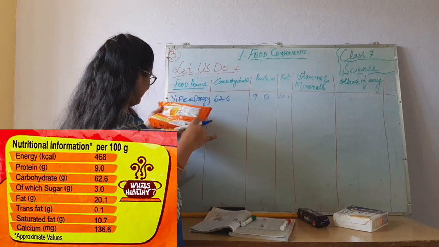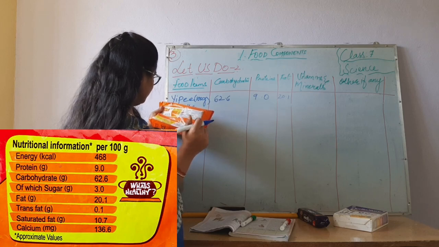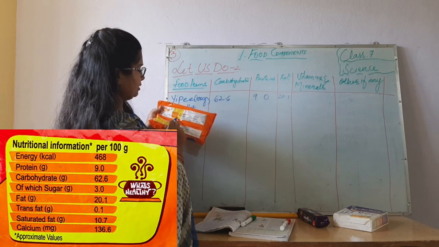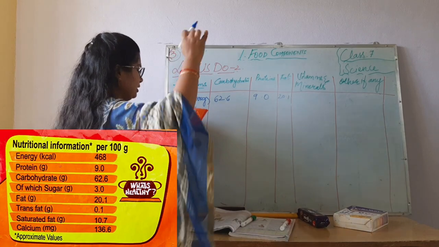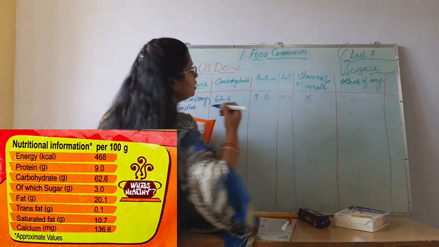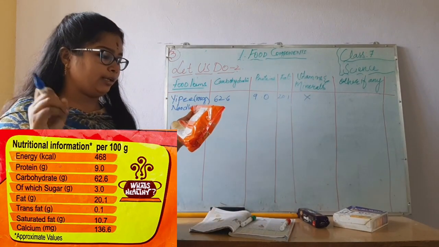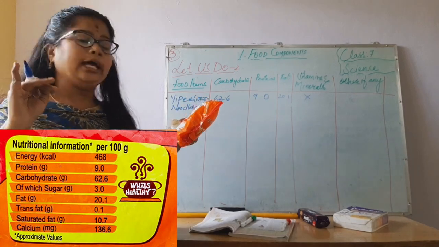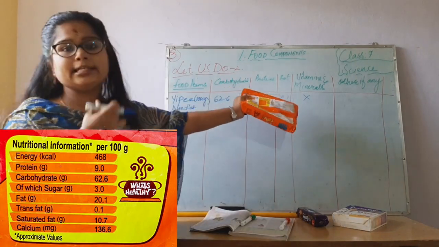And next, what is there? Are vitamins and minerals there? No vitamins and minerals are given here. Energy, protein, carbohydrates, of which sugar, fat, trans fat, saturated fat. These all come under fats, but minerals they did not give. Others, energy in kilocalories they have given, and trans fat, saturated fat, and how much sugar they have added in grams. If anything other than these is there, you are supposed to write it.